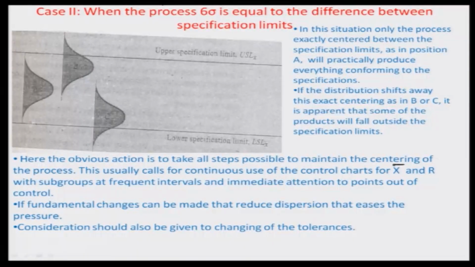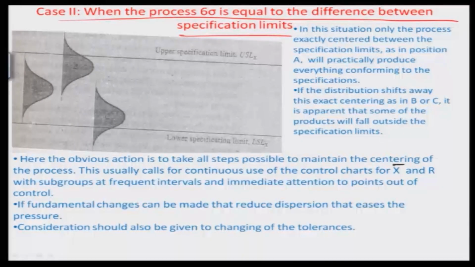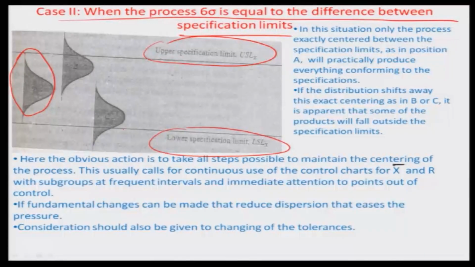There is another case which is a little more serious, when the process 6 sigma equals the difference between the specification limits. Now you can see that A is a process whose mean is centered about the central specification, and obviously there are USL and LSL as the upper and lower bounds of the specification. So the process mean and the specification mean are almost centric to each other.